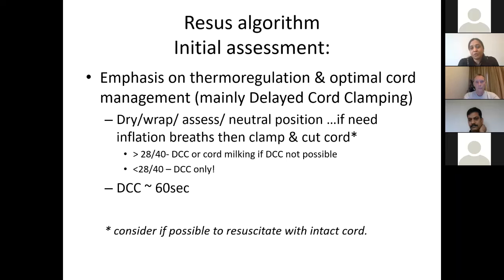If the baby is over 28 weeks and DCC is not possible, then you can potentially think about cord milking as well, just to provide the baby with a little bit more blood. For babies less than 28 weeks, we stick with delayed cord clamping only. Okay, and I will talk about the reasons why in a minute.